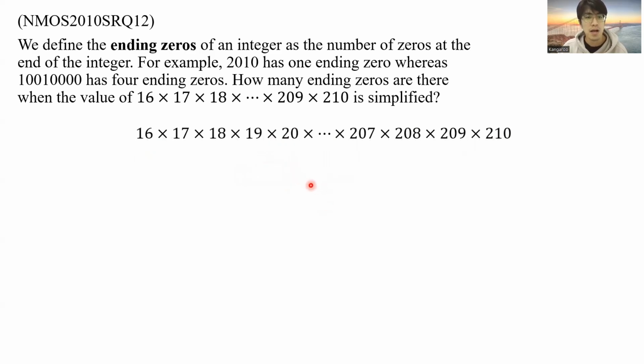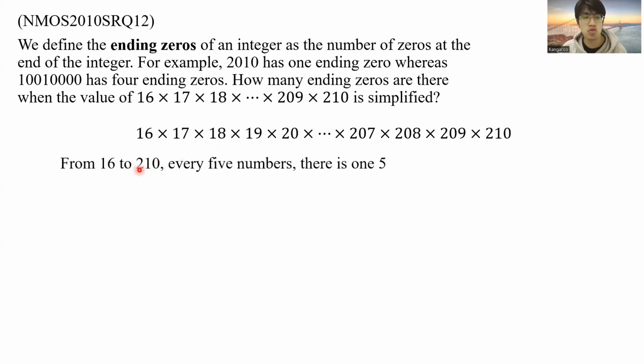Let's see. Starting with the number 16, we see that for every 5 numbers, there is a multiple of 5. And then for another 5 numbers, I will get the number 25, which is another multiple of 5. So from 16 to 210, every 5 numbers, there will be one 5. So I can simply take 195, which is the count of numbers from 16 to 210, divided by 5, put them into groups of 5, and then I'll get 39 groups. So if each group contains one 5, there will be 39 5s.